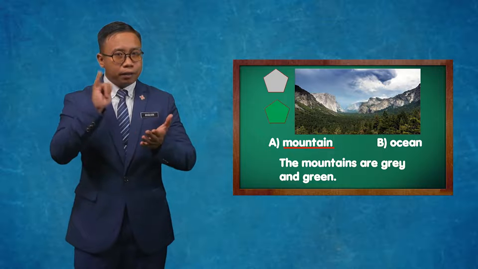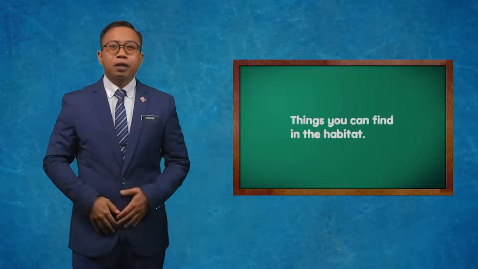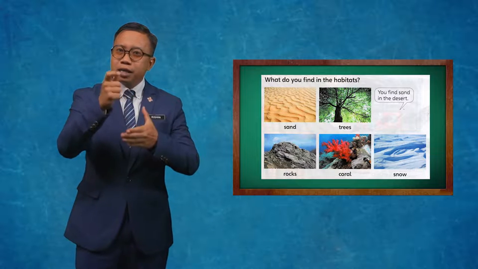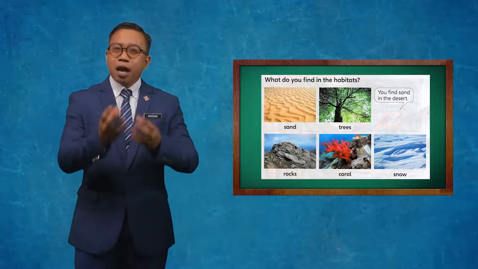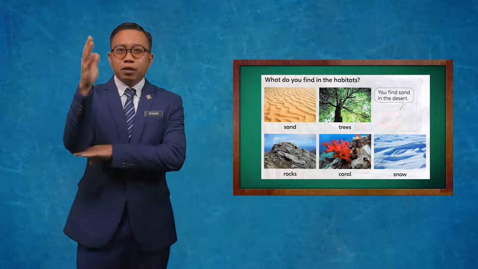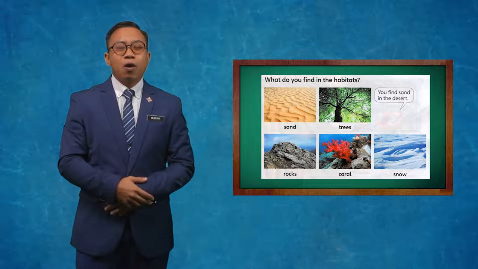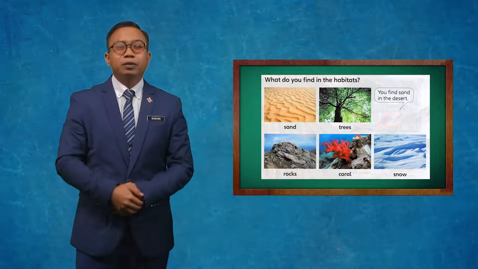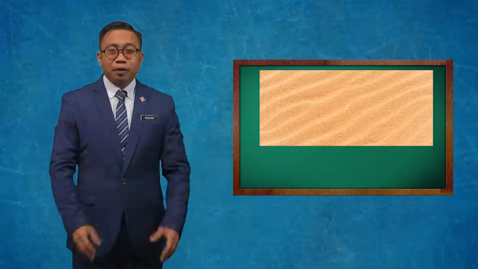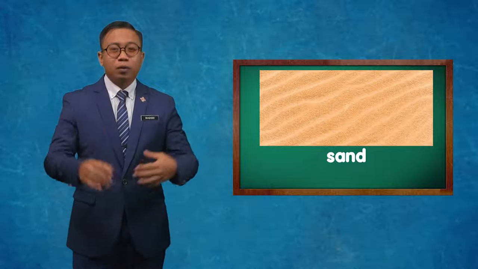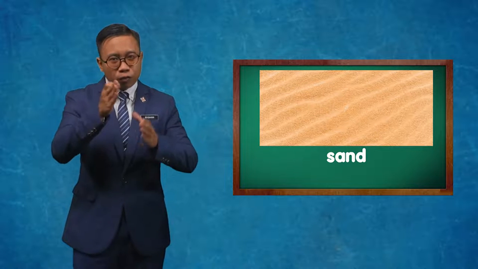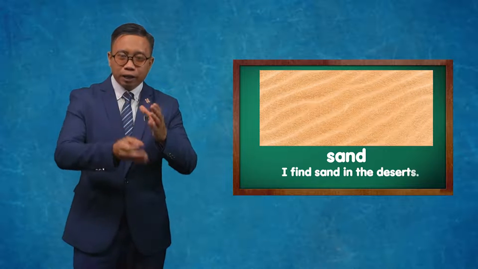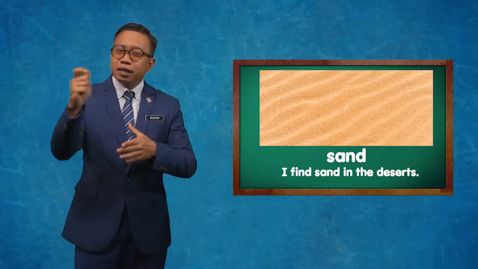Look at this picture. This thing you can find in the habitat. Sand. Trees. Rocks. Coral. Snow. Sand. Where do you find sand? I find sand in the desert.